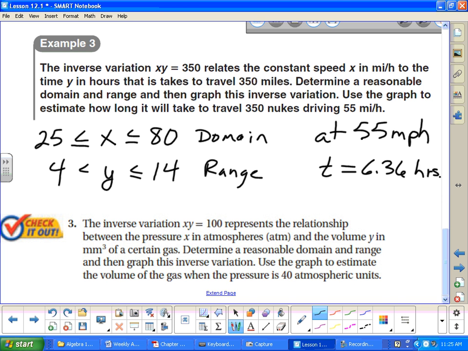And you just have to think realistically. When they ask you for a reasonable domain and range, you've got to be realistic, okay? You can't say that, well, my domain here could be 100, okay? I mean, how realistic is it that somebody's going to be driving 100 miles an hour?